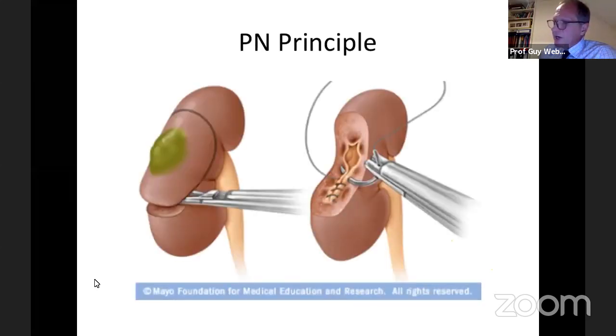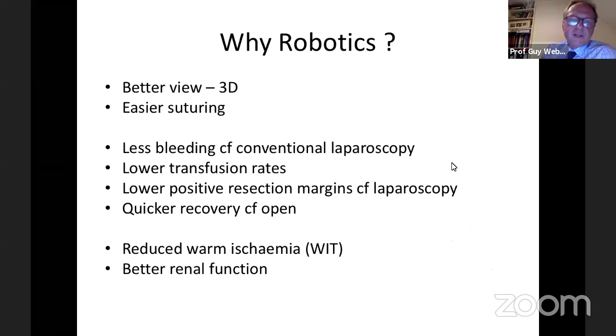I gave the talk on partial nephrectomy 6 weeks or so ago. I can just go through these slides to finish the talk off in the next 5 minutes or so, on the principles of partial nephrectomy: excising a lesion and then closing the defect.